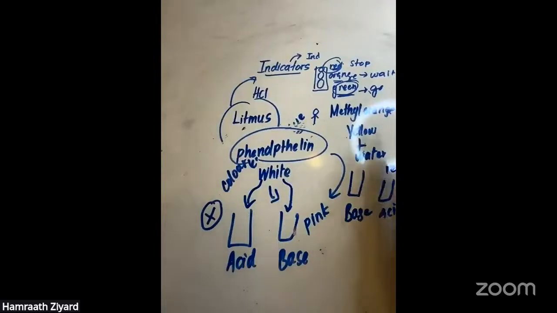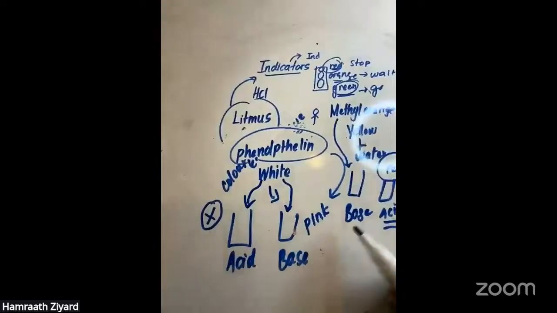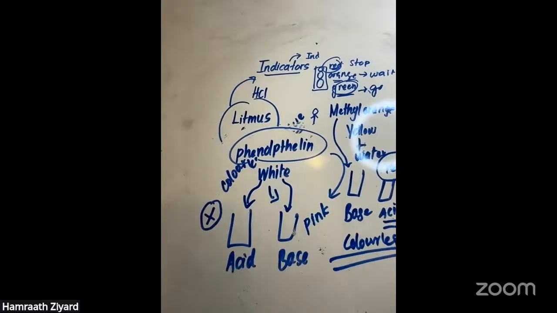So methyl orange shows red color, which shows the presence of acid. And if I add methyl orange to the base, it remains yellow, which means there is no change. So I can say methyl orange is an indicator to identify the acid. Methyl orange is the indicator to identify what? The acid.